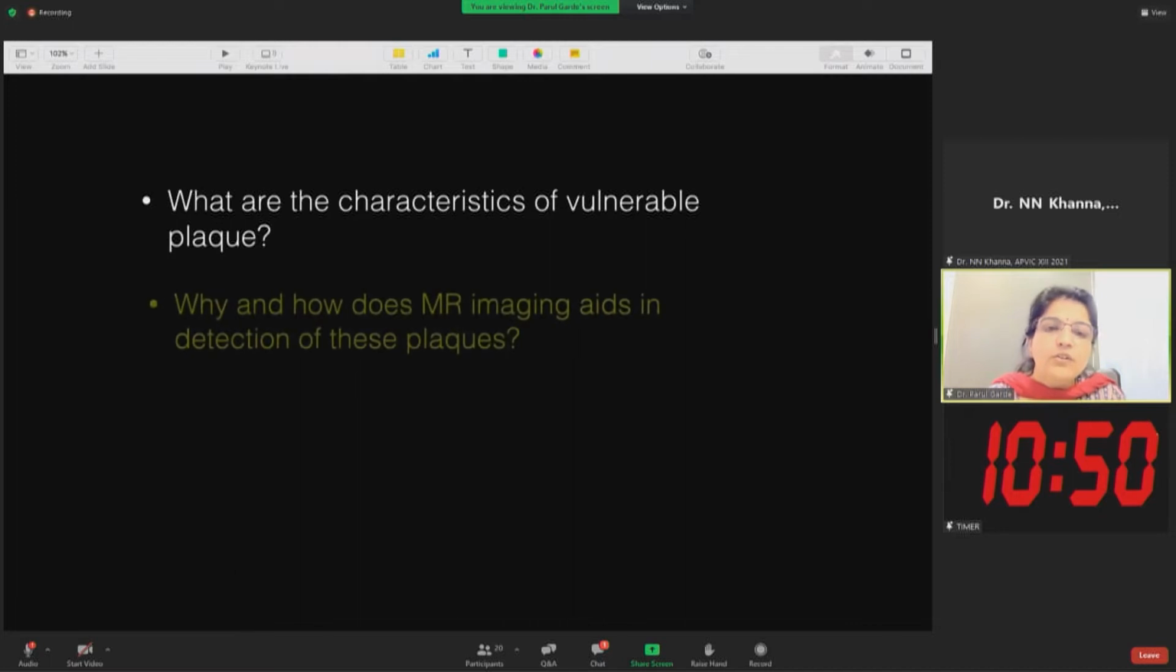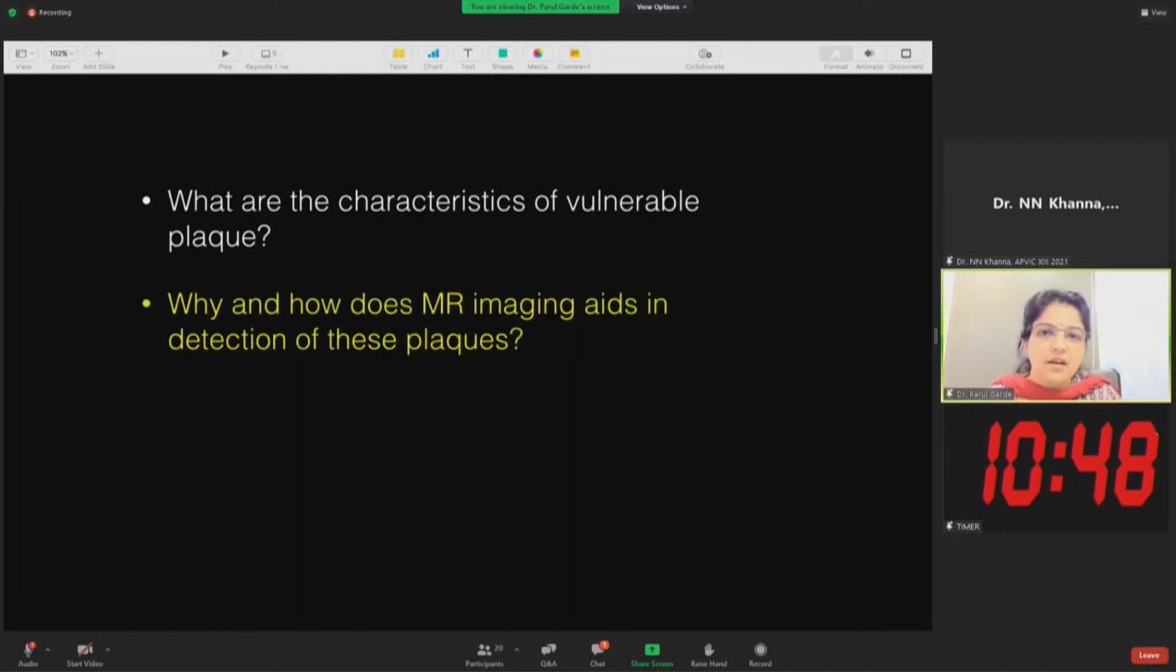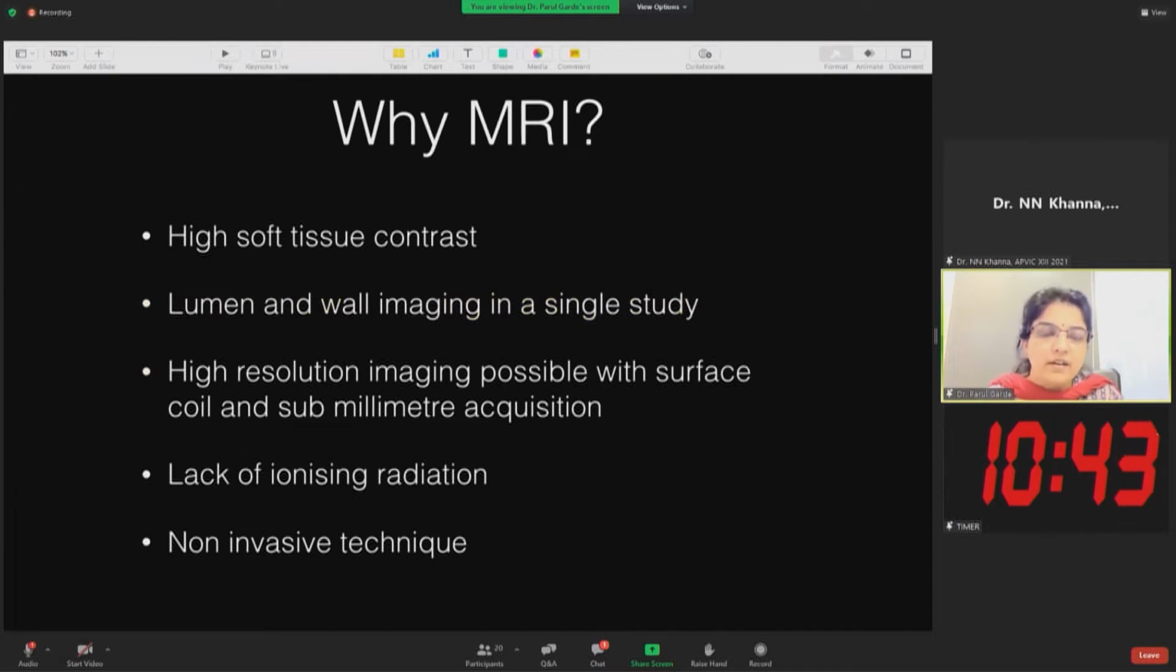Now, going on to the next question, why and how does MR imaging aid in detection of these plaques? Why MRI? MRI because it has an inherent high soft tissue contrast. The lumen as well as the wall of the vessel can be imaged in a single study, and that too non-invasively. High resolution imaging is possible using surface coils and sub-millimeter acquisition, and of course there is a lack of ionizing radiation.